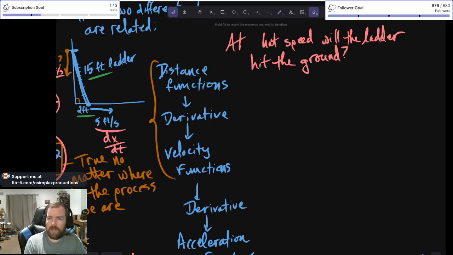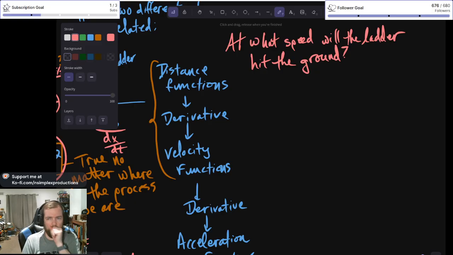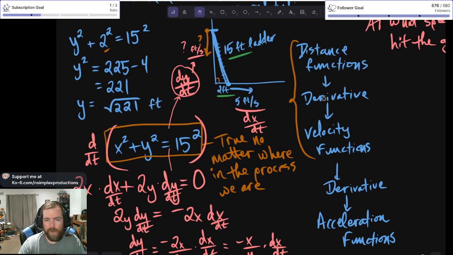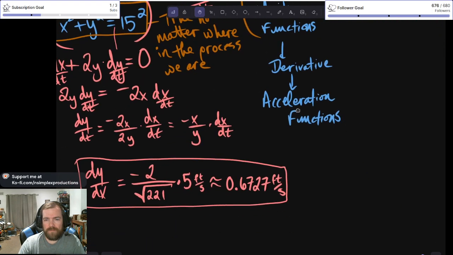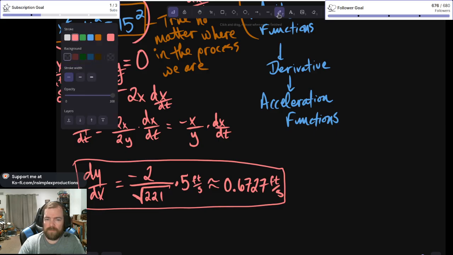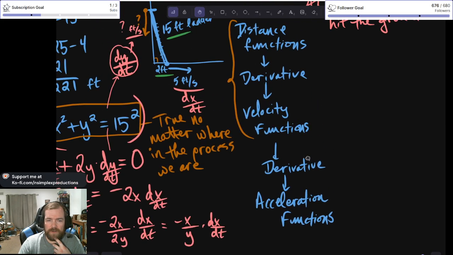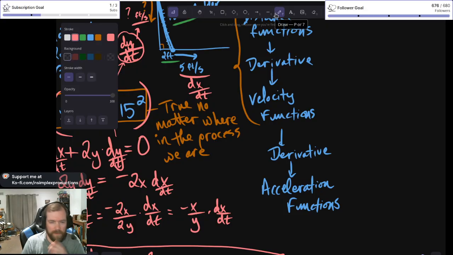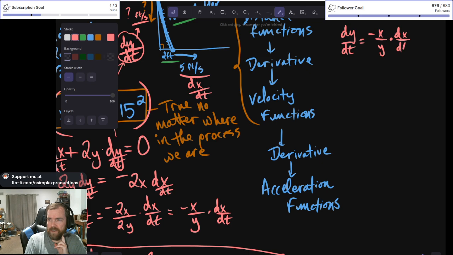However, at what speed will the ladder hit the ground? So this gets to be a little more interesting. Because if we look at what we did just beforehand, right, so here what we get is dy dt is going to be equal to negative x over y times dx dt.